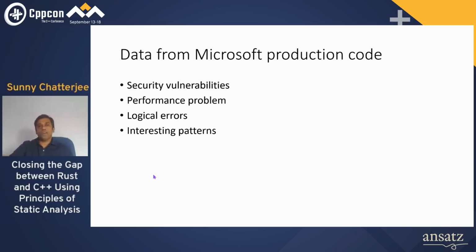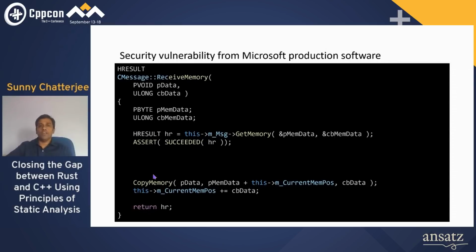Next, I wanted to share some data from Microsoft production code. We run the static analysis tools in Microsoft on millions of lines of shipping C++ code. And from time to time, we find interesting bug patterns, vulnerabilities, logical errors. So it's always fun to come back and talk about these patterns. So next, I'm going to share a security vulnerability we found in one of the production software at Microsoft recently.